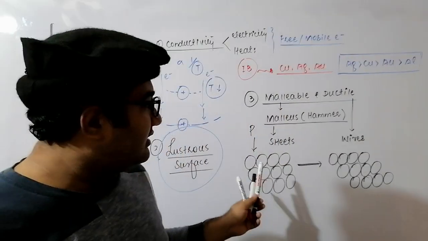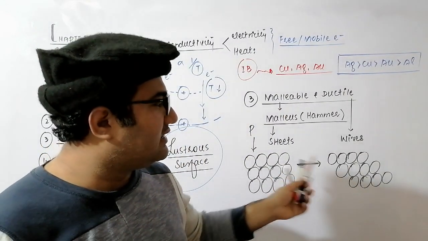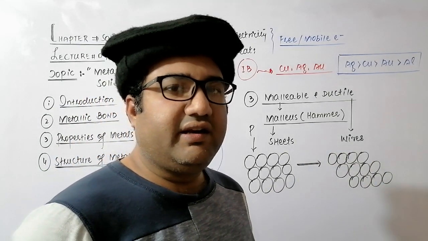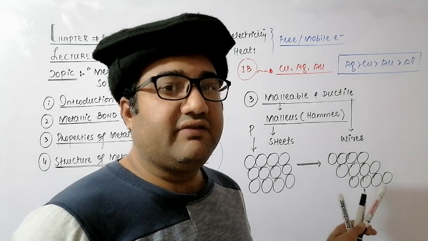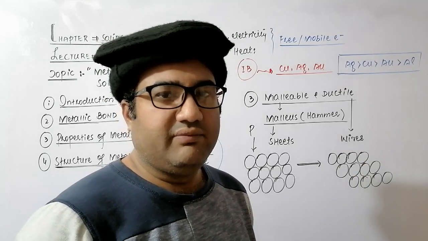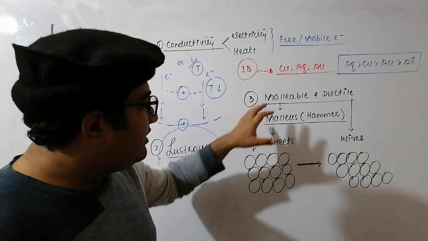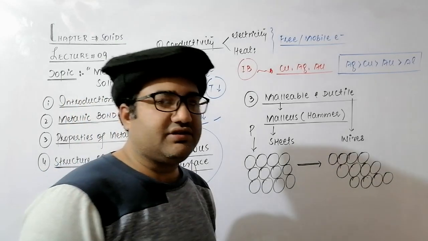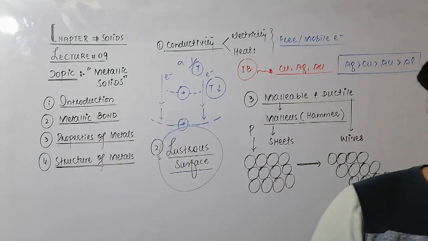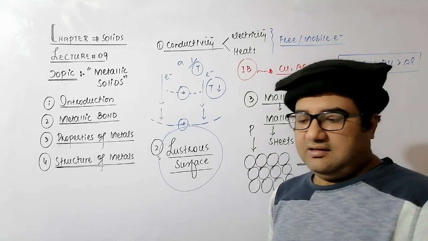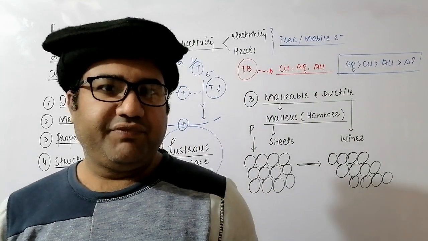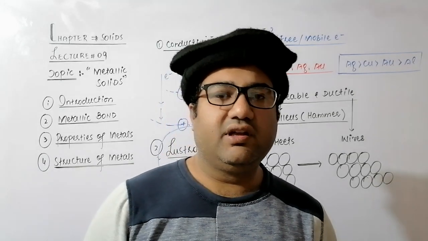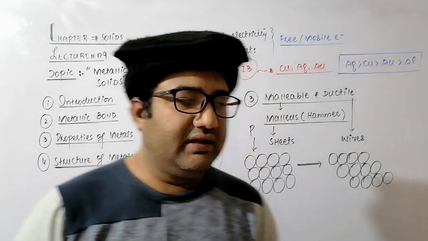And not only the slippery nature of the layers, or the sliding of the layers over each other, is the factor responsible for ductility and malleability, but there is another factor which is the non-directional nature of the metallic bond. So metals are malleable and ductile because the layers can slide over each other, and the second reason is the non-directional nature of the metallic bond. The most malleable metal in the periodic table is gold, and you know that gold can be forged into many shapes when we are talking about jewelry items.